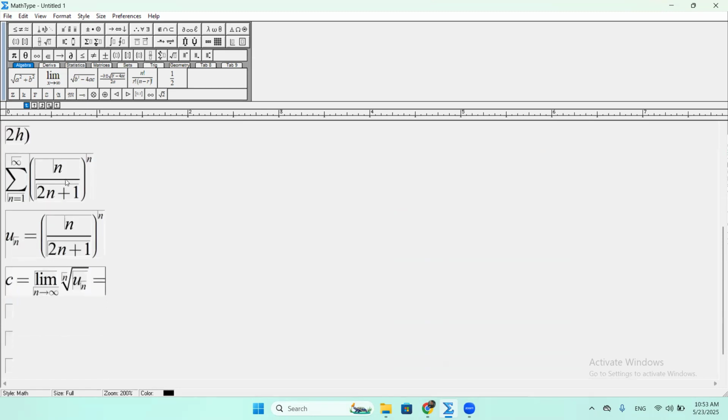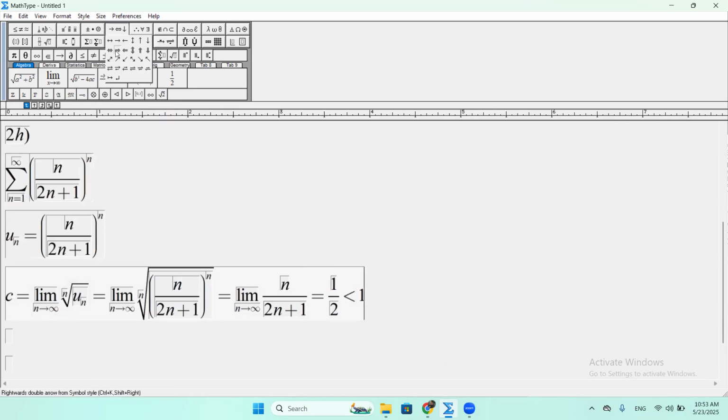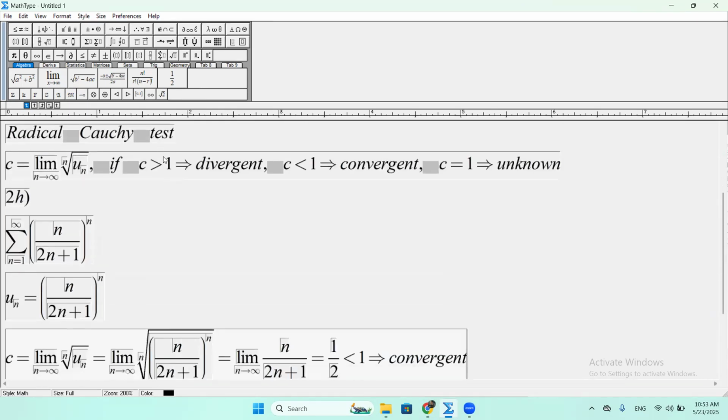Why? Because here we have the power of n, so it will be really convenient for us. So substituting this expression, I will have the following limit. And we can easily see that it is equal to 1 over 2. It is less than 1, so the series is convergent according to the radical Cauchy test.